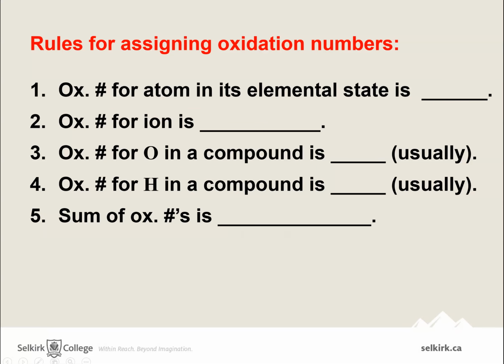Here are the rules for assigning oxidation numbers. I've left blanks there because I want you to pause and figure out what the rule should be based on our definition of an oxidation number. So rule number 1 is the oxidation number for an atom in its elemental state is.